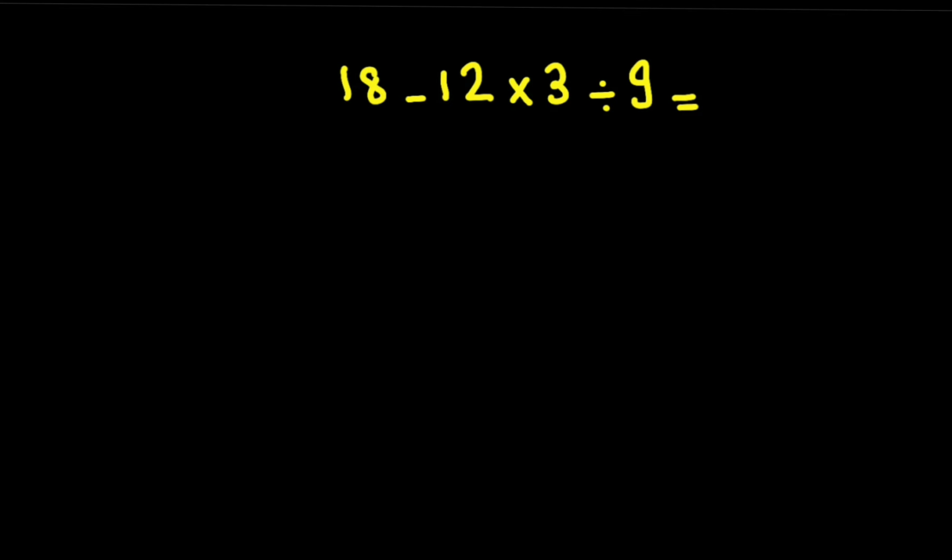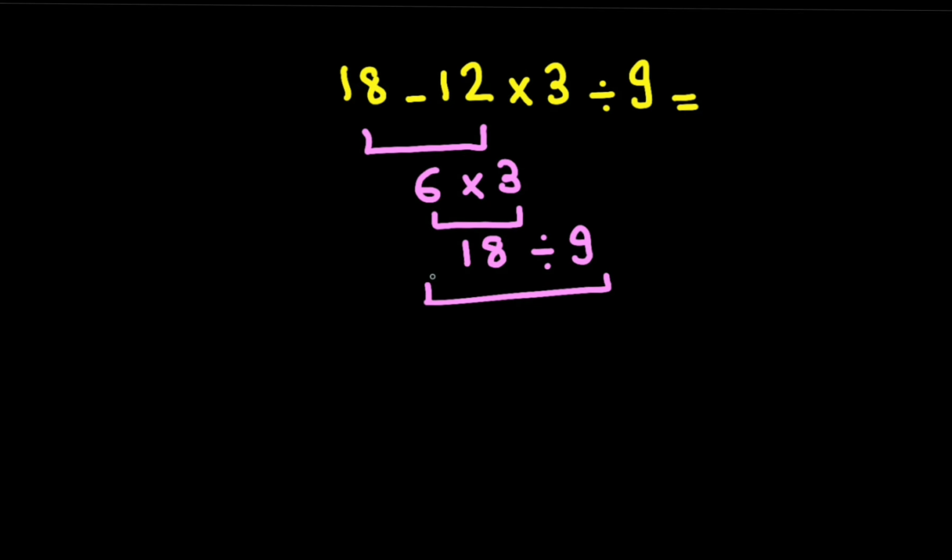So 18 divided by (18 minus 12) times 3 divided by 9. Okay, 18 minus 12 gives us 6. 6 times 3 gives us 18. And now 18 divided by 9 gives us 2. But this answer is not correct.